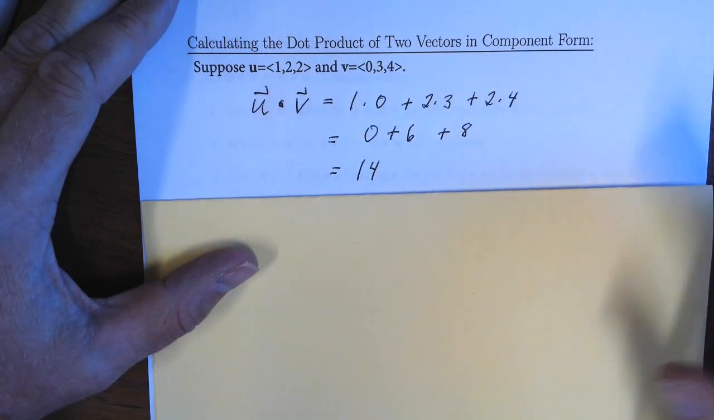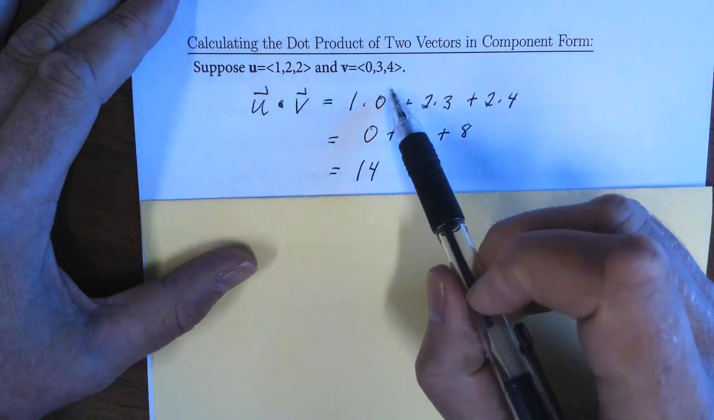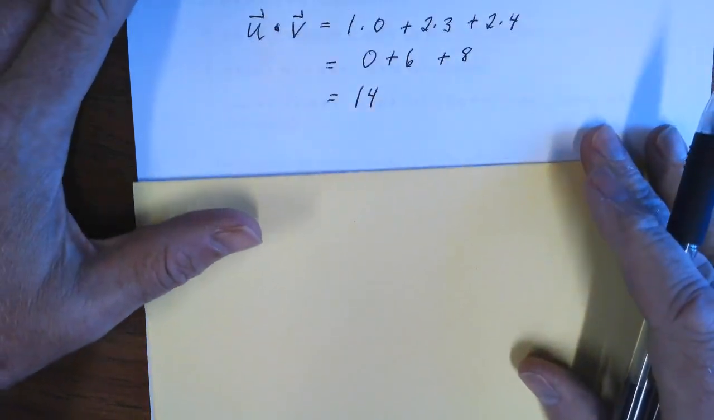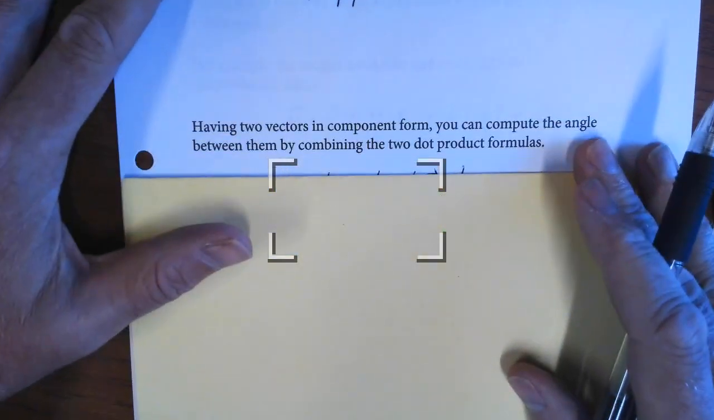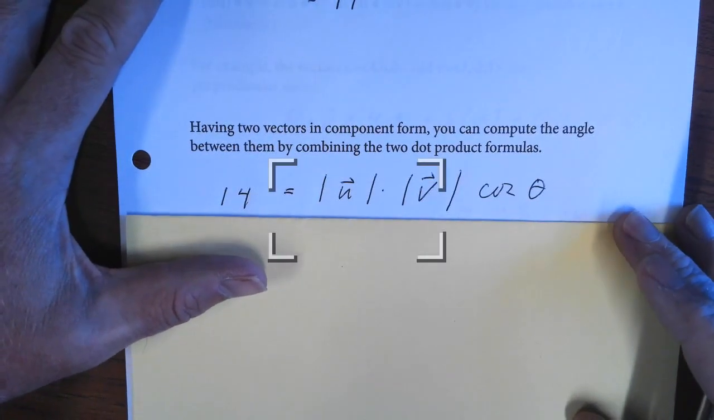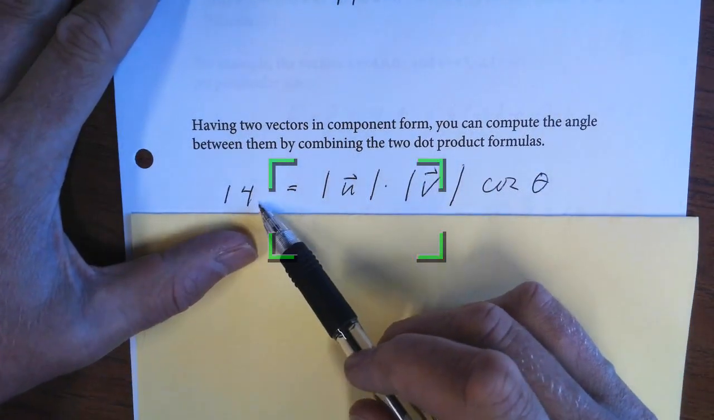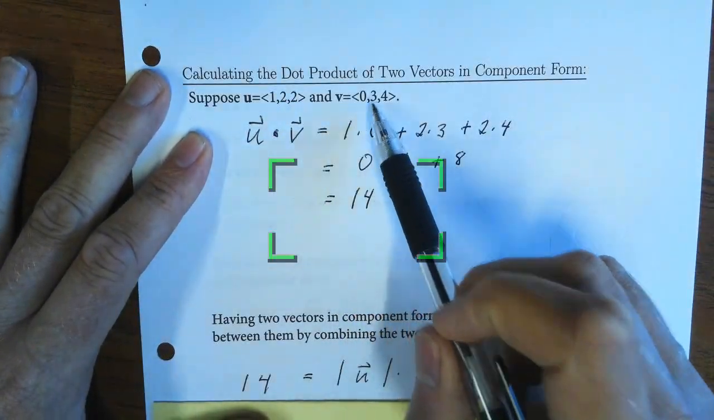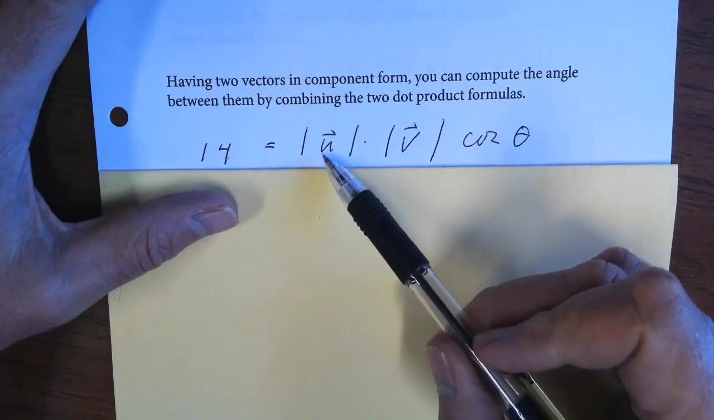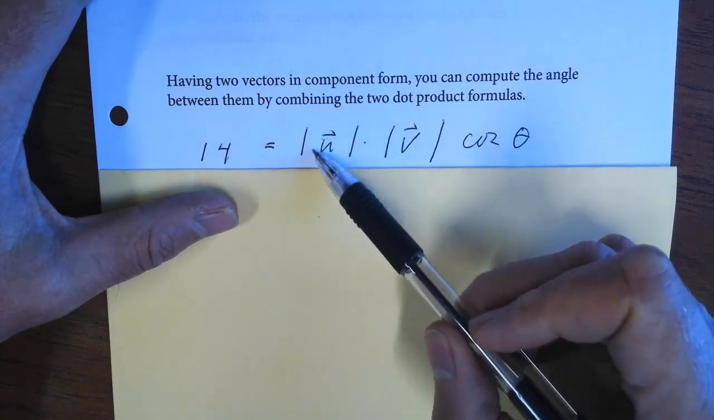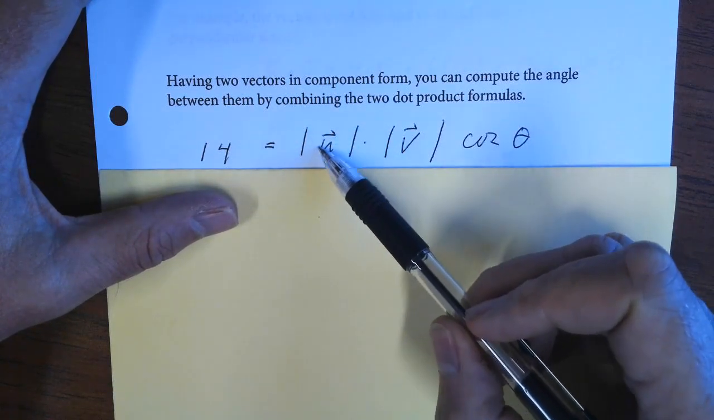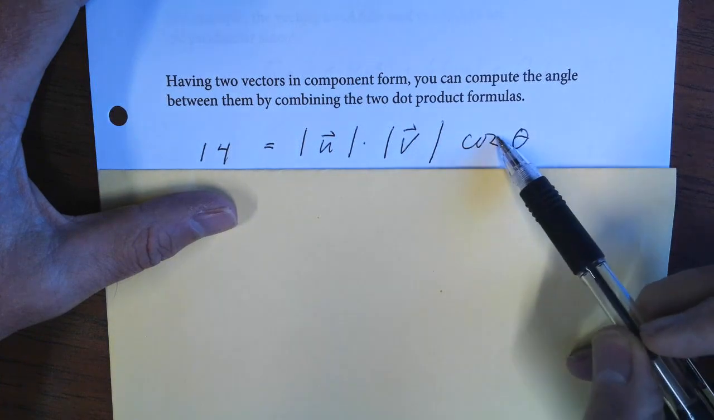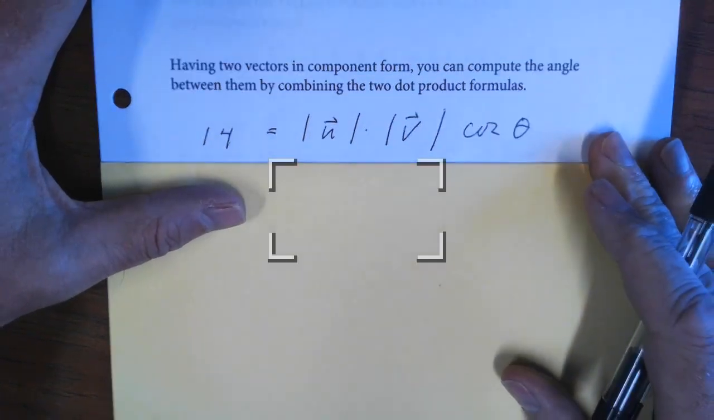But now that we have the dot product, we can actually figure out the angle between these two vectors by combining the two formulas. We know that the dot product on the one hand is 14 because we computed it using this formula for the dot product. On the other hand, the other formula for the dot product says that the dot product is the magnitude of u times the magnitude of v times the cosine of theta.